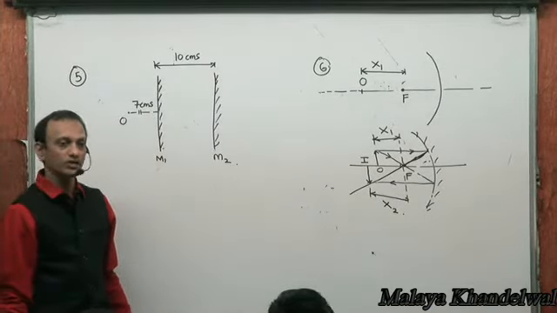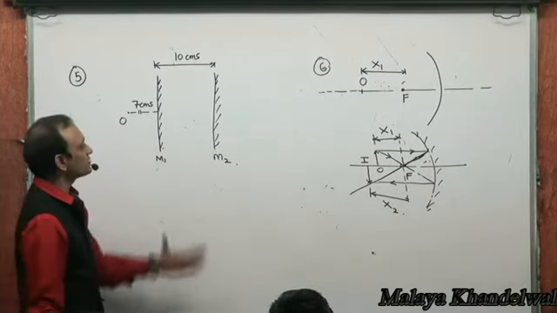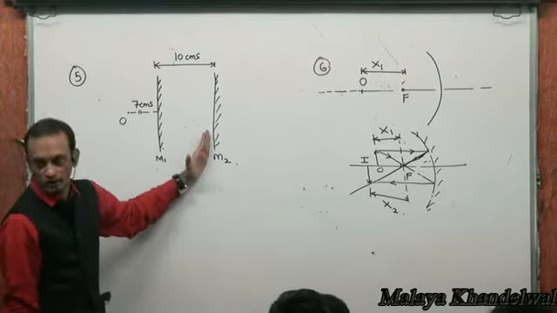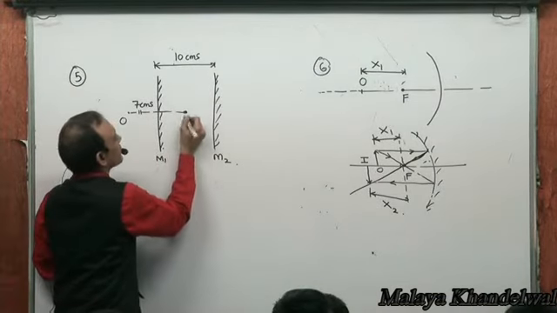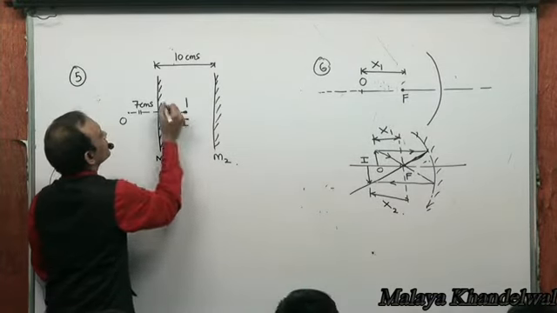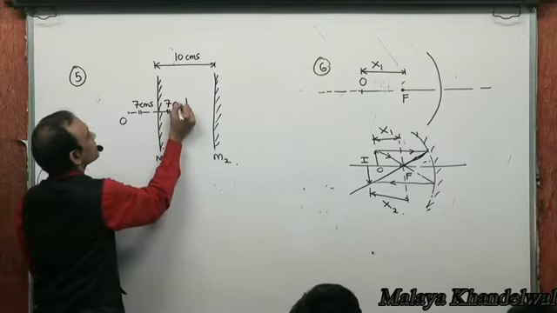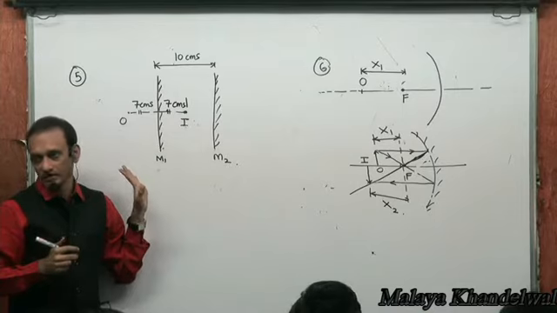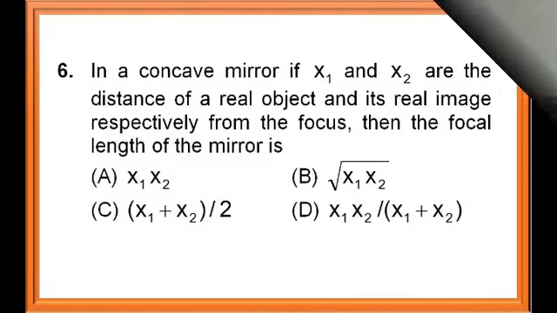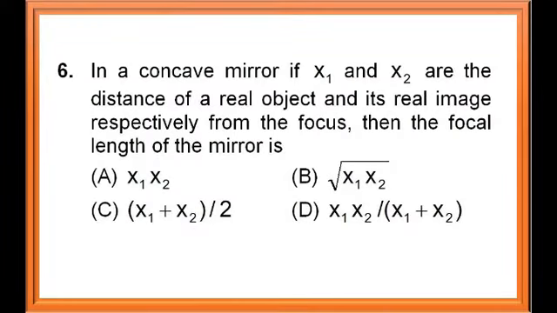Only one image would be formed, because there would be no reflection from mirror 2 at all. So this is an object, and there is going to be its image I, which is 7 centimeters. Yes or no? So only one image formed. Obviously, only one image formed, right?